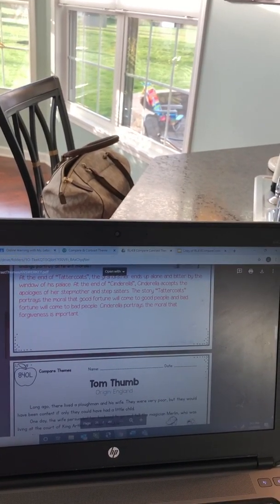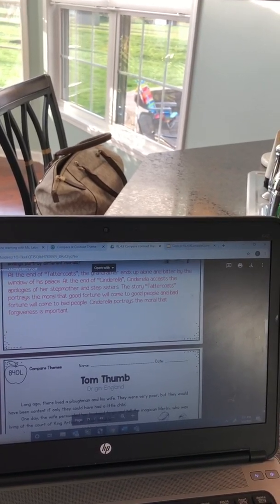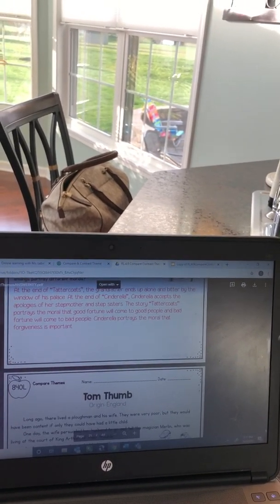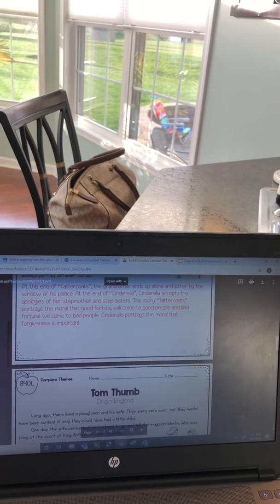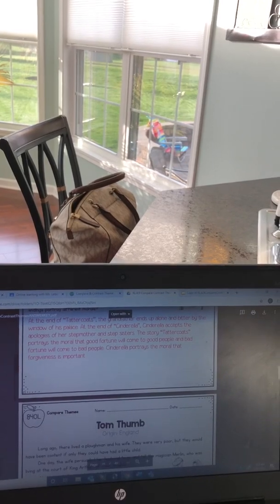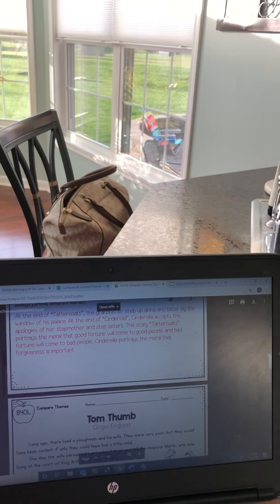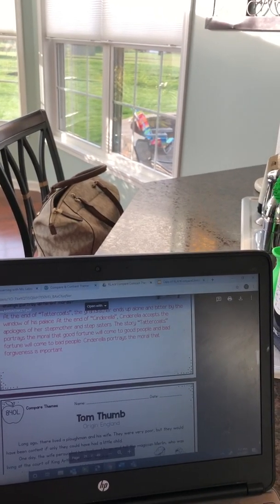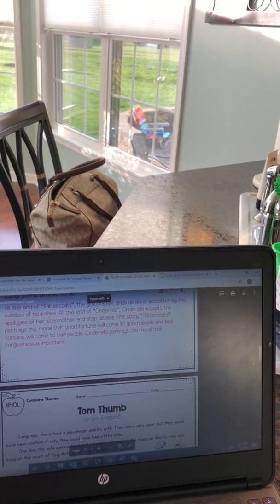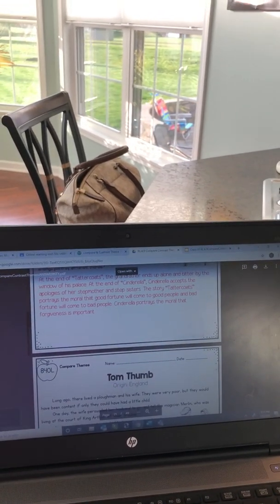The story Tattercoats portrays the moral that good fortune will come to good people and bad fortune will come to bad people. Cinderella portrays the moral that forgiveness is important. Meaning even though Cinderella was mistreated, she saw the good in her stepmother and stepsisters, and she felt that forgiveness was more important. That was the theme or the moral that we take away from that story. However, in Tattercoats, the grandfather ended up alone. So it was a little bit different: same type of moral, but a different outcome.